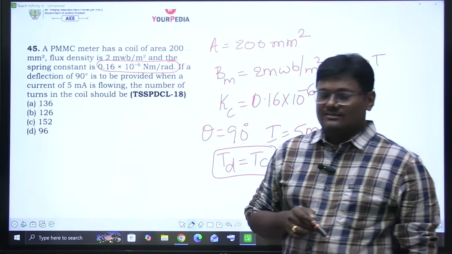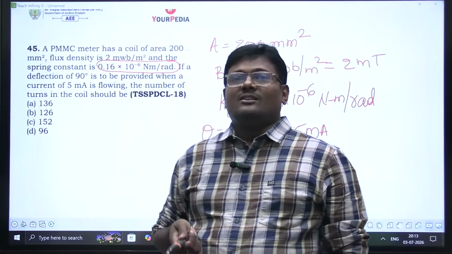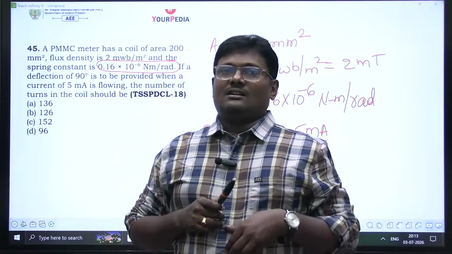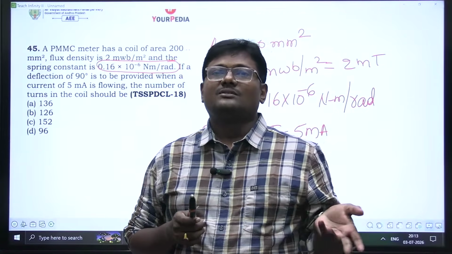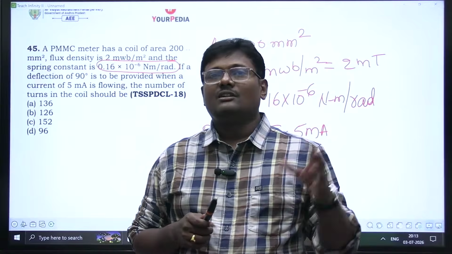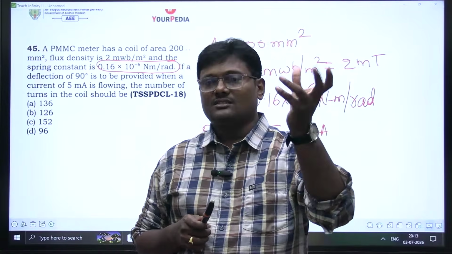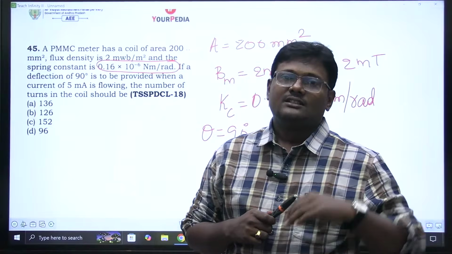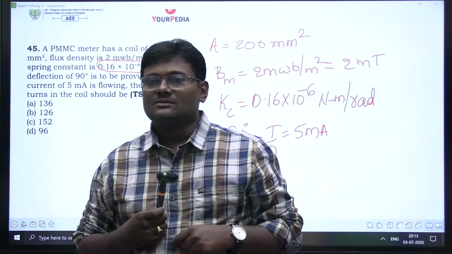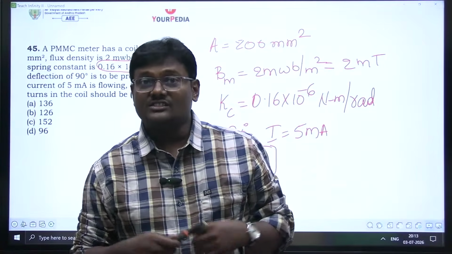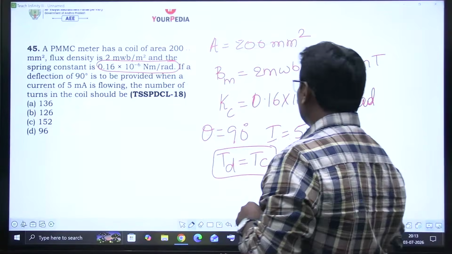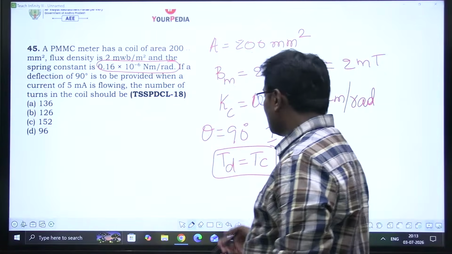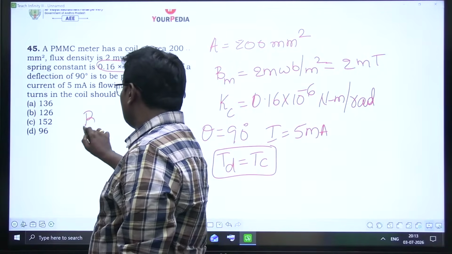Steady state means it is a final state. If you switch on the fan, it will take some time to reach a fixed speed. If you switch off the fan, then it will take some time to come to rest at the zero position. Okay, right? So rest at the final position is being asked. TD is equal to TC. TD is equal to BINA.